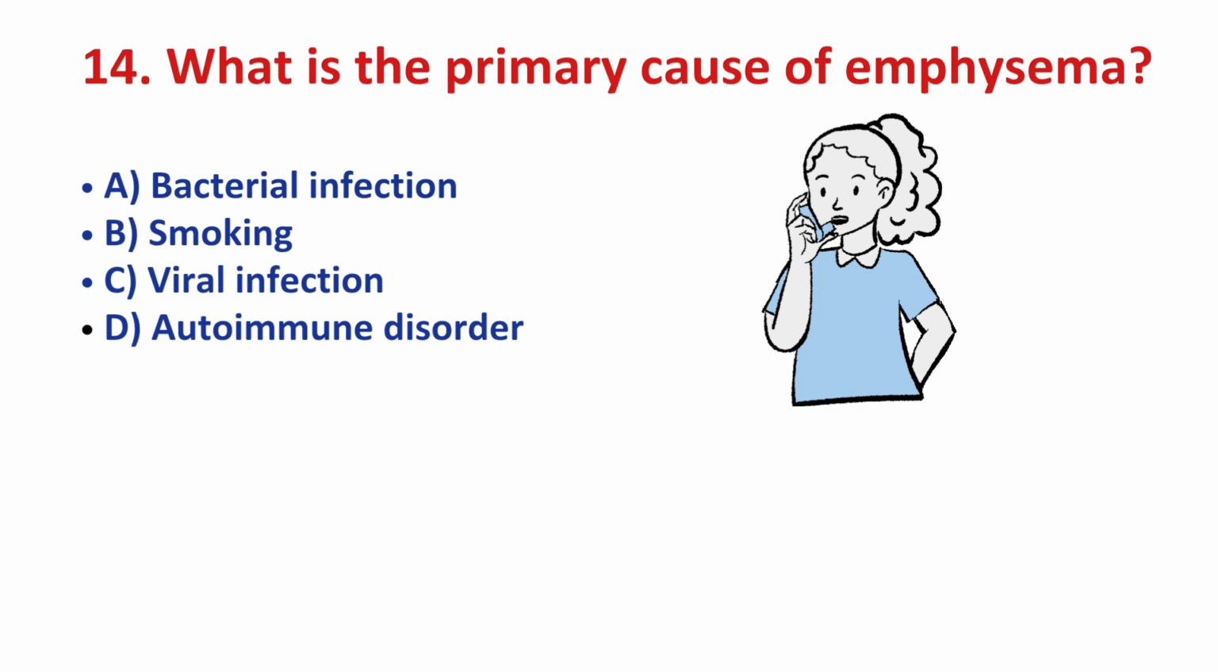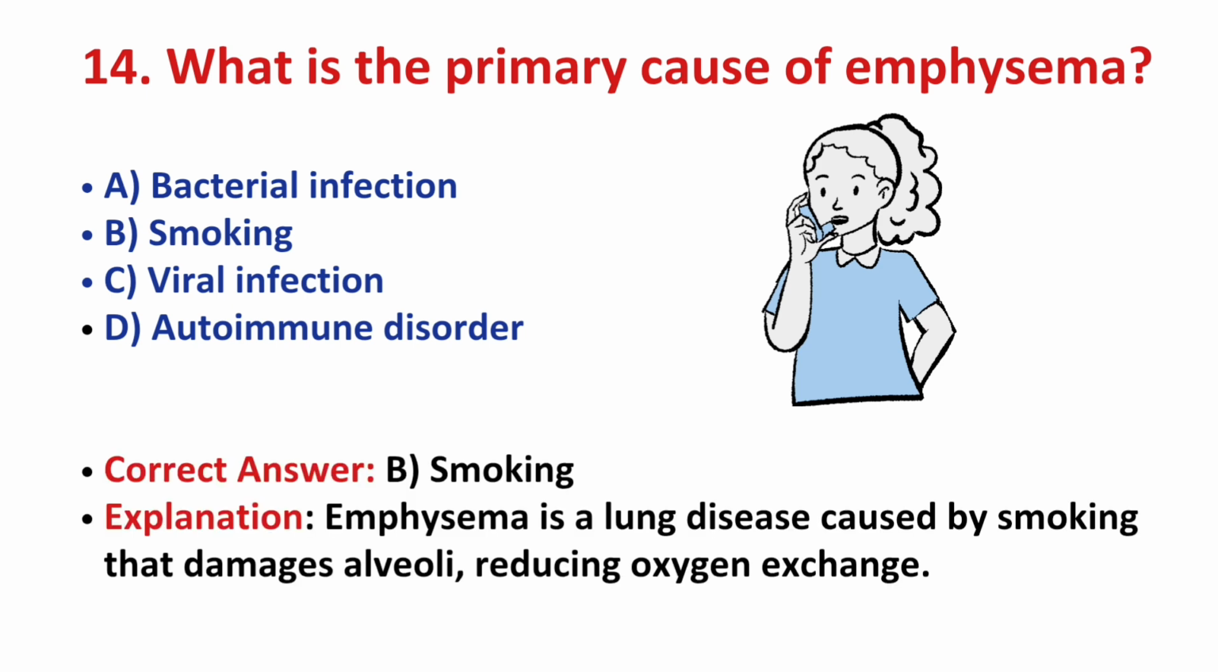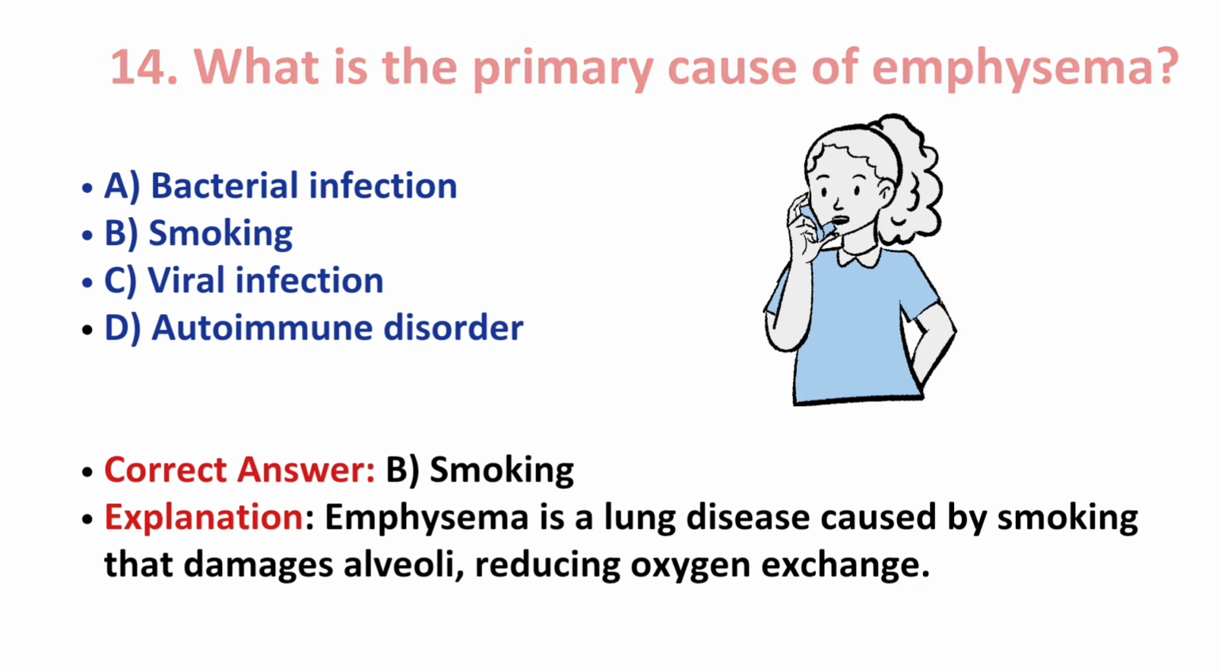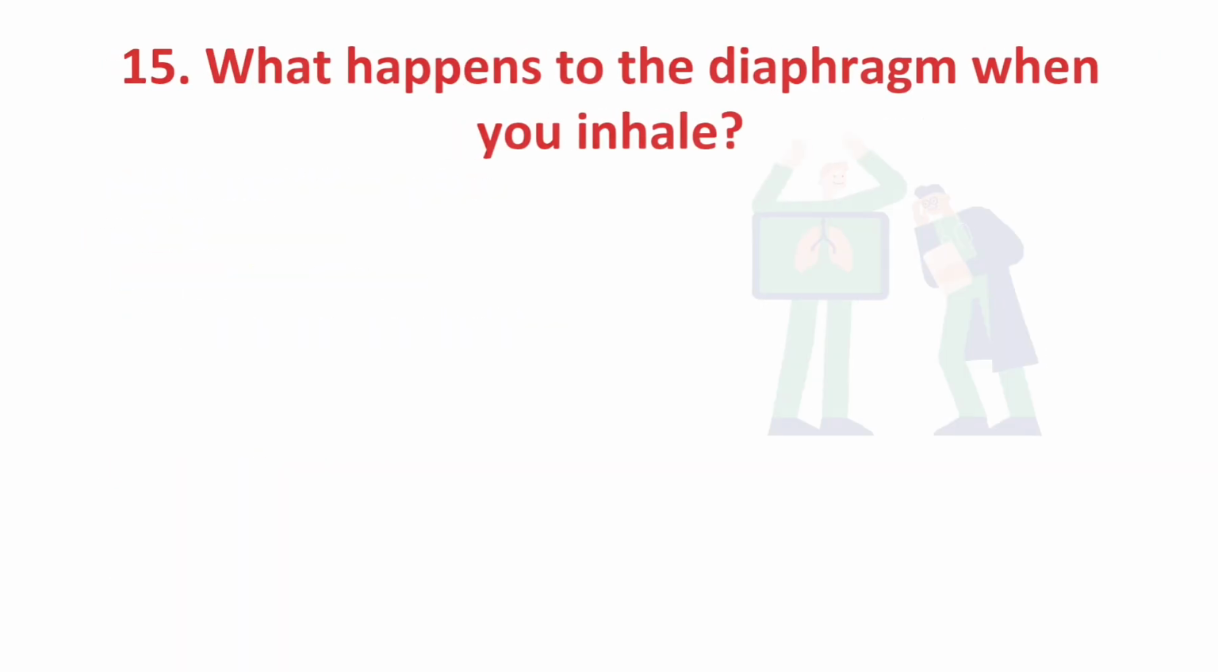What is the primary cause of emphysema? Options are bacterial infection, smoking, viral infection and autoimmune disorder. And the correct answer is option B, smoking. Emphysema is a lung disease. It is caused by smoking that damages the alveoli, which reduces the oxygen exchange. So the correct answer is option B, smoking causes emphysema.